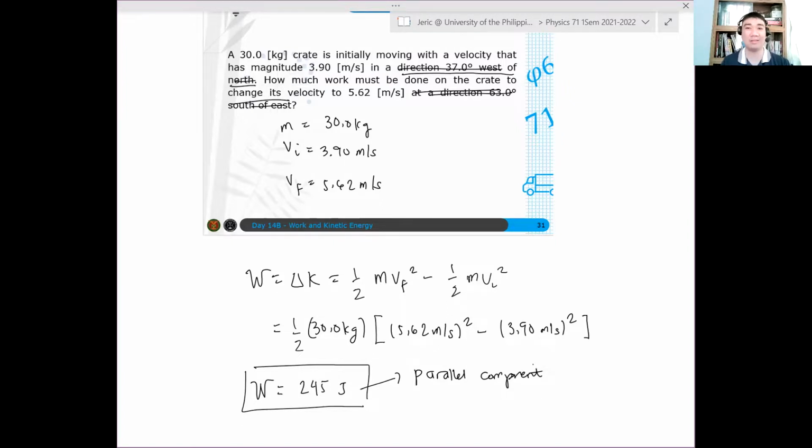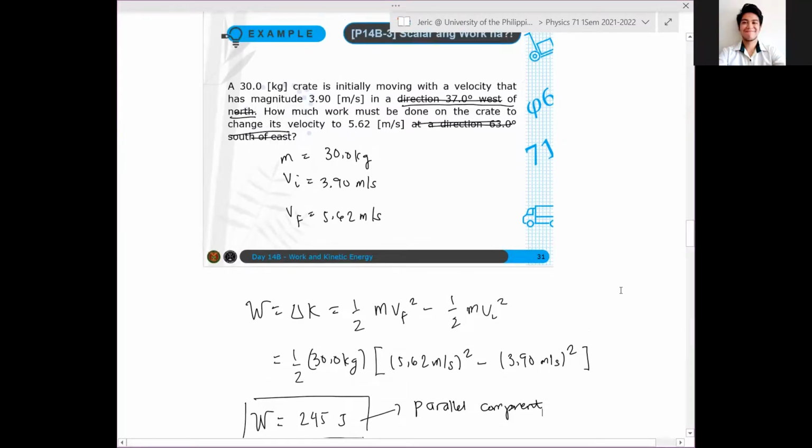Okay? Questions? May tanong ba? None so far. I hope this is clear. Okay? Just a conceptual idea, ang work hindi nagpapabago ng direction yan. Ang binabago lang niya ay speed, not direction. It will change the velocity, but it will only change the speed of the object. It will only care about the speed of the object, not the direction of the velocity.